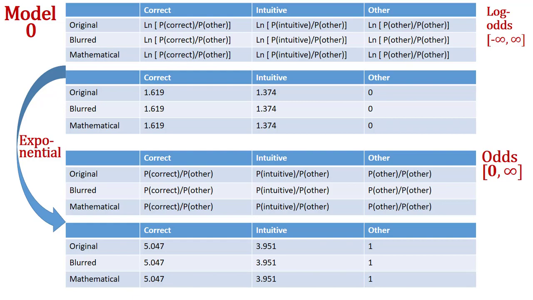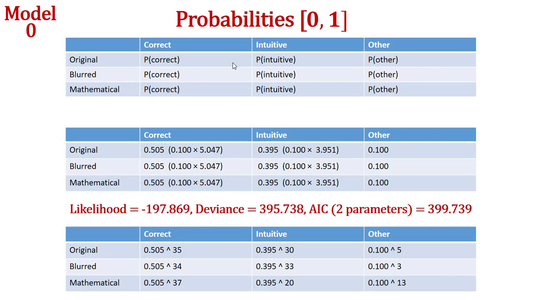Okay, so I'm going to move one slide further and show where these odds, 5.047 and 3.951, come from. And they come from the probabilities. And probabilities are bounded from 0 to 1. And here we have the probability of correct, the probability of intuitive, and the probability of other.